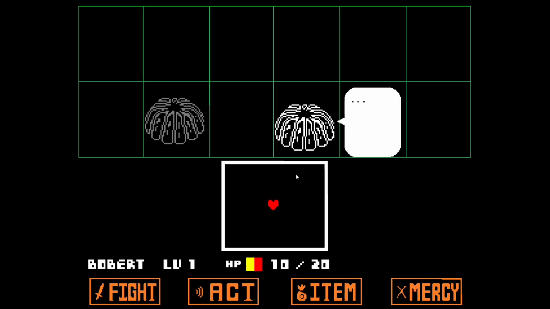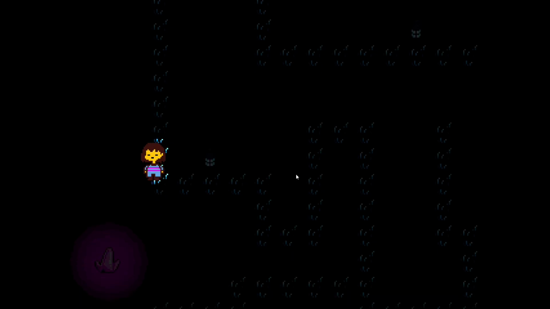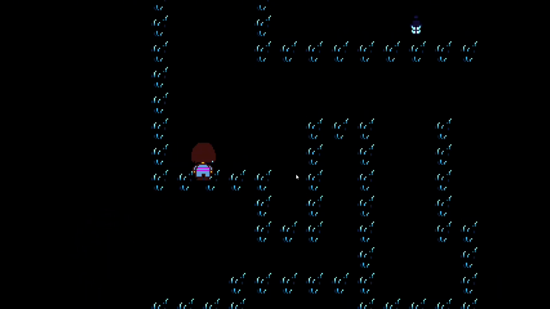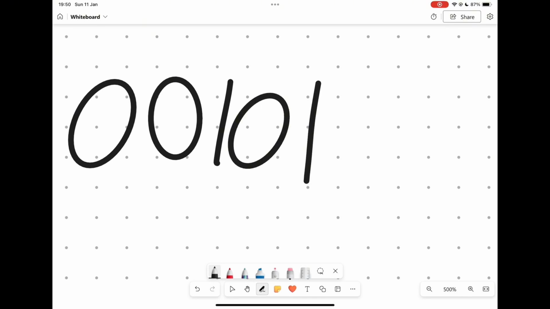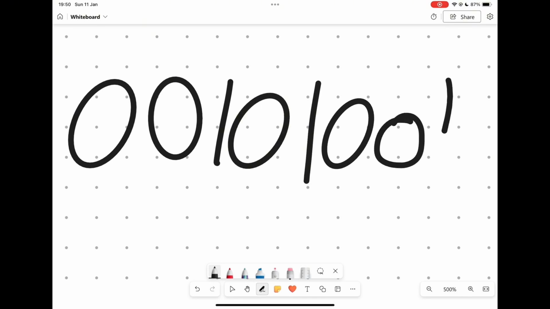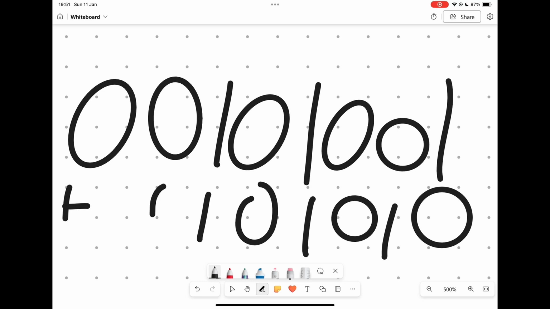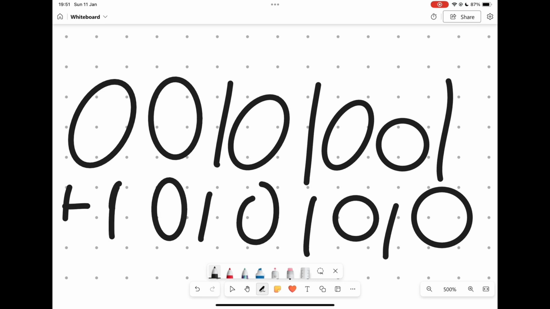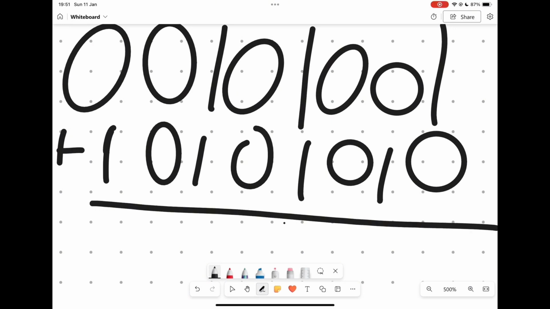Anyway, now let's talk about binary addition. I'm just going to show a chart really quick. So we have the binary numbers. I'm just making them up. So what is this? 1, 2, 4, 8. That's 9, 16, 32. It doesn't matter. So we have them as usual.